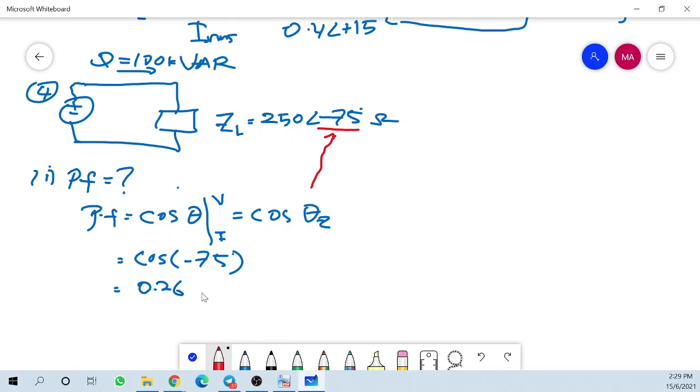Lagging or leading? Look at the angle: is it positive or negative? It is negative, so it is a capacitive load. ZL refers to the load. Angle negative, we know that it is capacitive. Capacitive load, so leading power factor.